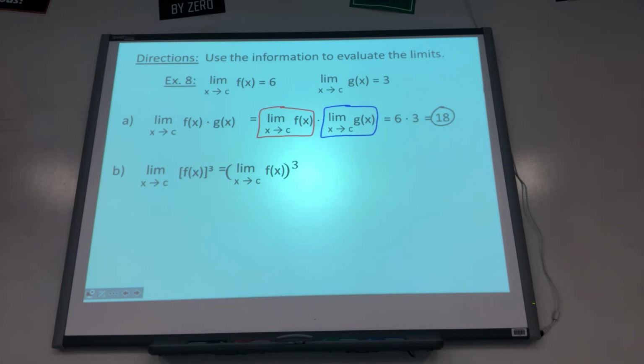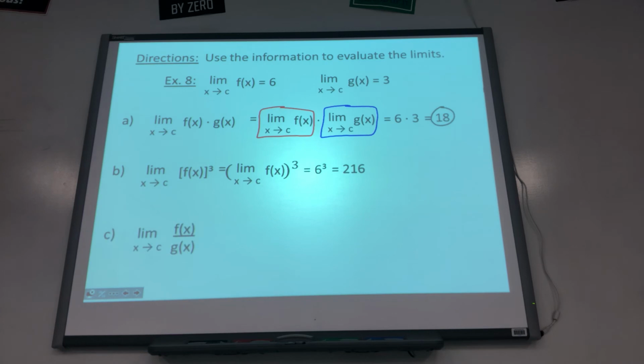Okay, well, if you go back to the top, the limit as x approaches c of f of x is 6. So I just need to take 6 to the third power, and that will give me 216. That would be our answer then for part B. The limit of a power equals the power of the limit.